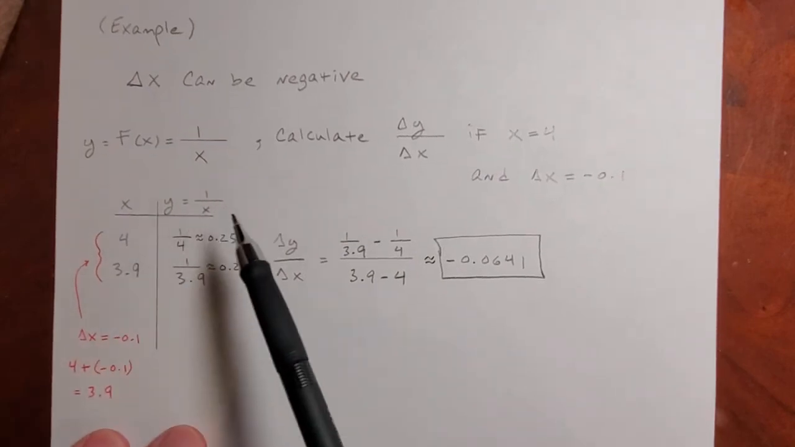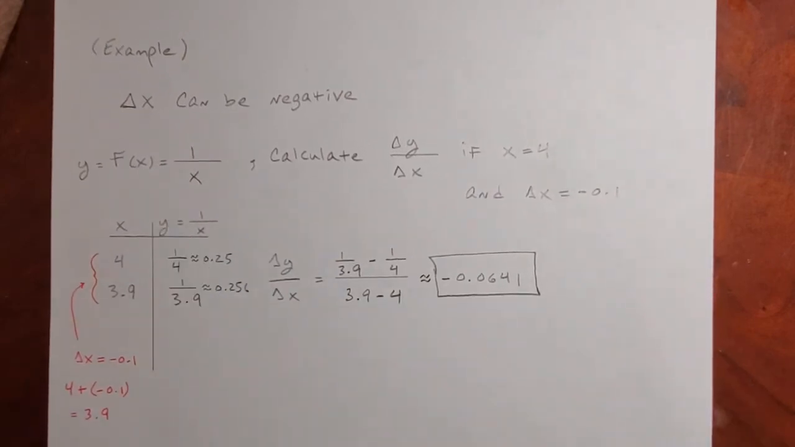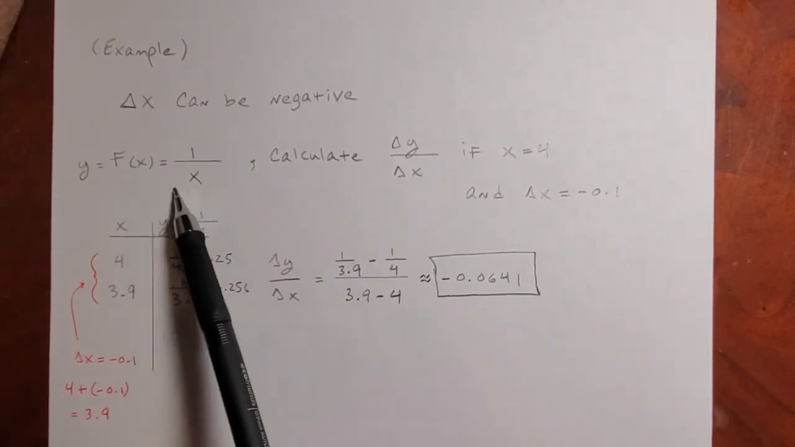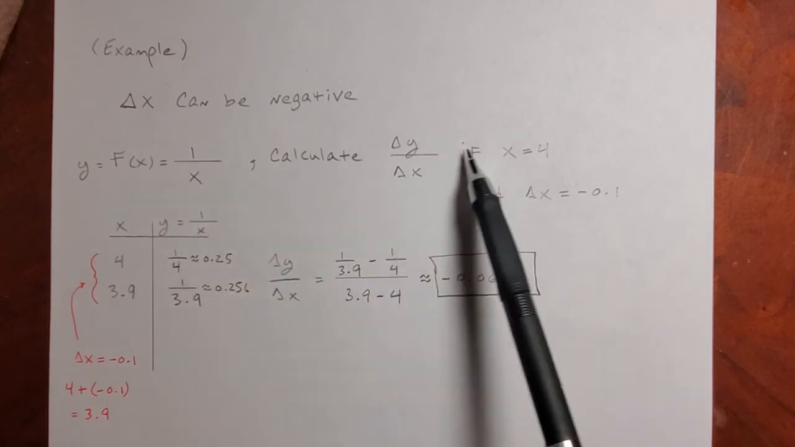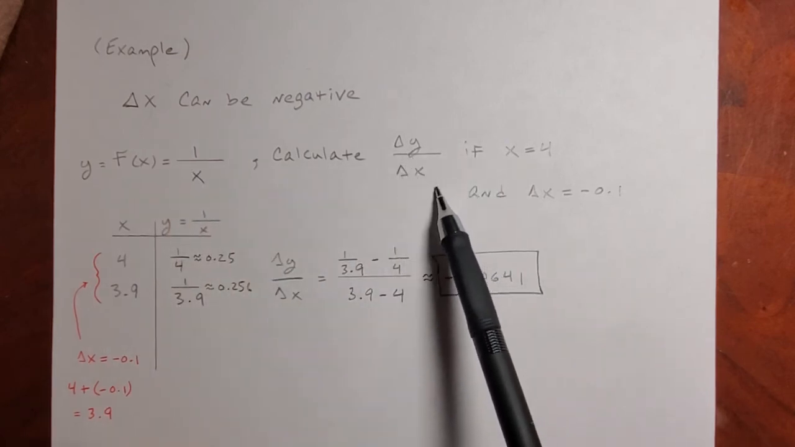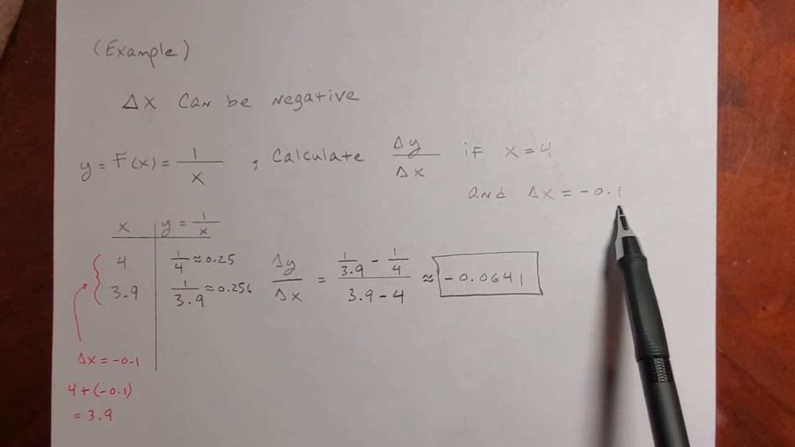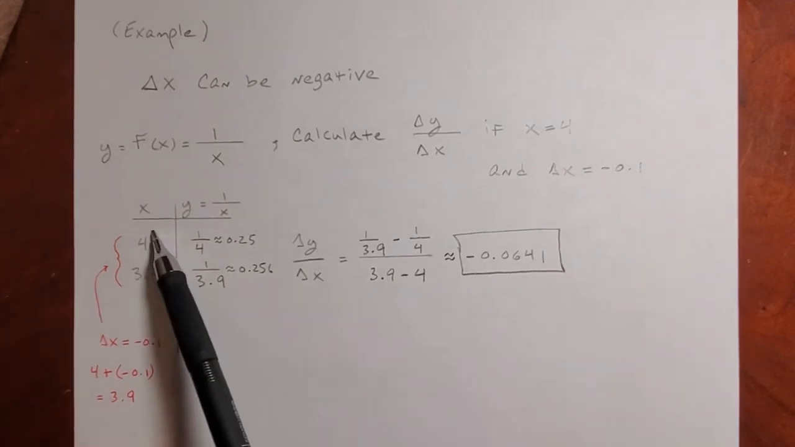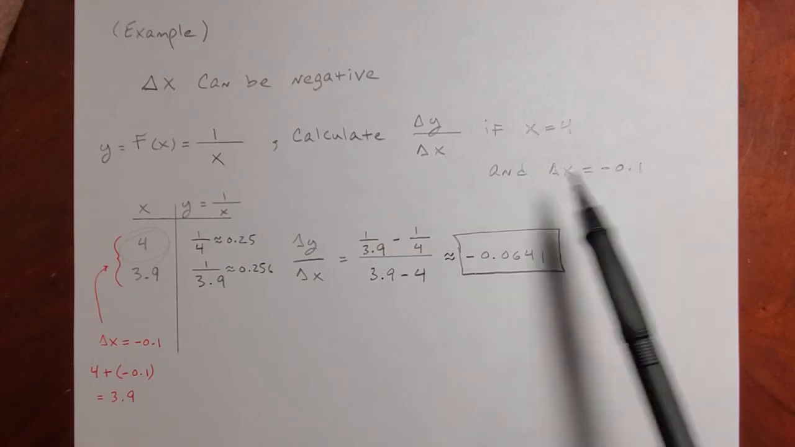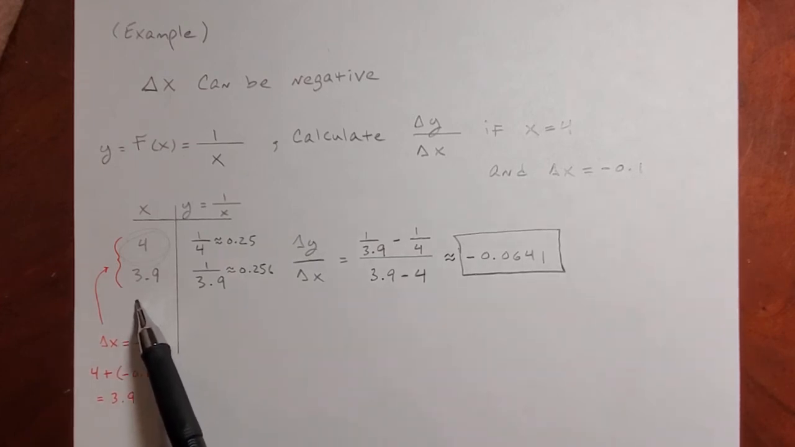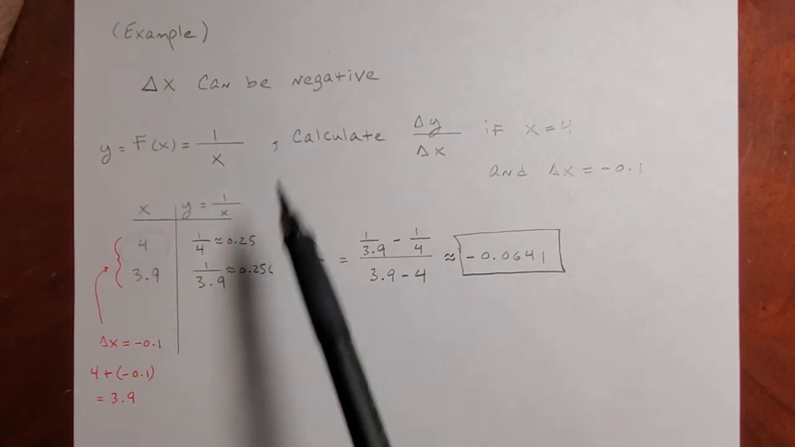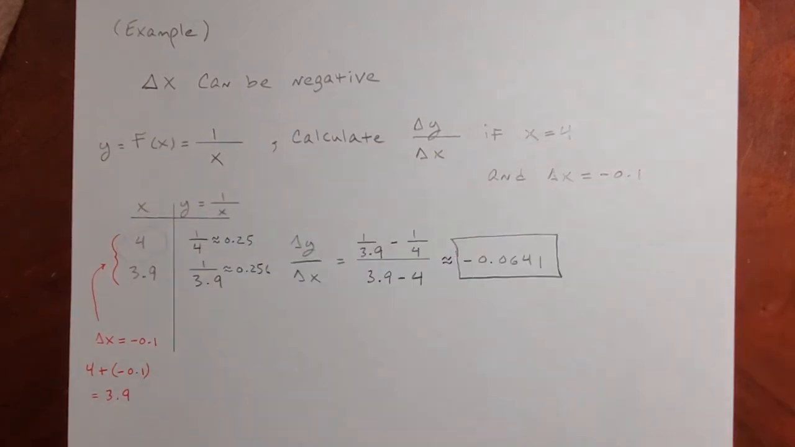So real quick, just so that I can have a clear conscience that I've done that, take this function, y is 1 over x, calculate the average rate of change if x is 4 and delta x is negative 0.1. So if x is initially 4 and it changes by negative 0.1, that just means it's getting smaller. It's going from 4 to 3.9. Okay, so yes, delta x would be negative. It would look like that.